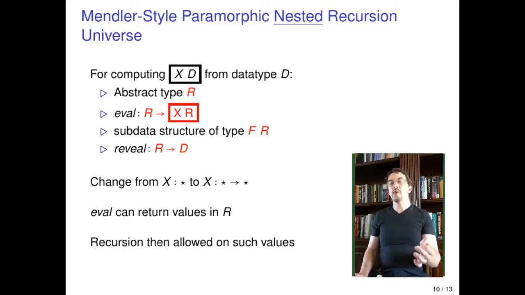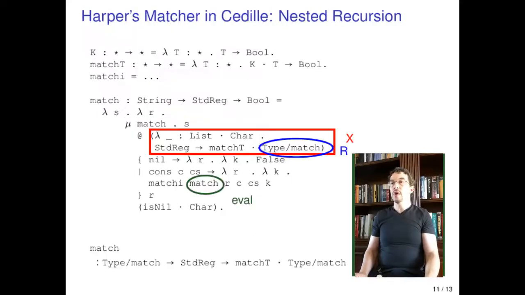And that gives you the possibility of seeing when you return something from your recursive call that it also has type R, and hence you could make a recursive call again on that. So recursion is then allowed on values that eval has returned. So that enables a form of nested recursion, and the continuations are basically hiding a form of nested recursion. Okay, so let's take a look at how we do this in Cedille, Harper's matcher in Cedille.